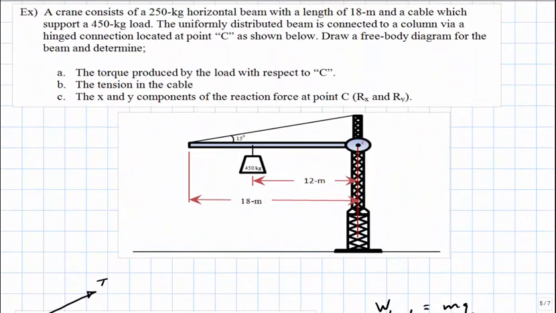In part C, we need to determine the X and Y components of the reaction force at point C. And of course, we labeled these two components as R sub X and R sub Y. In order to determine R sub X and R sub Y, we're going to apply the second two conditions. In other words, condition 2 and condition 3 of the static equilibrium conditions.